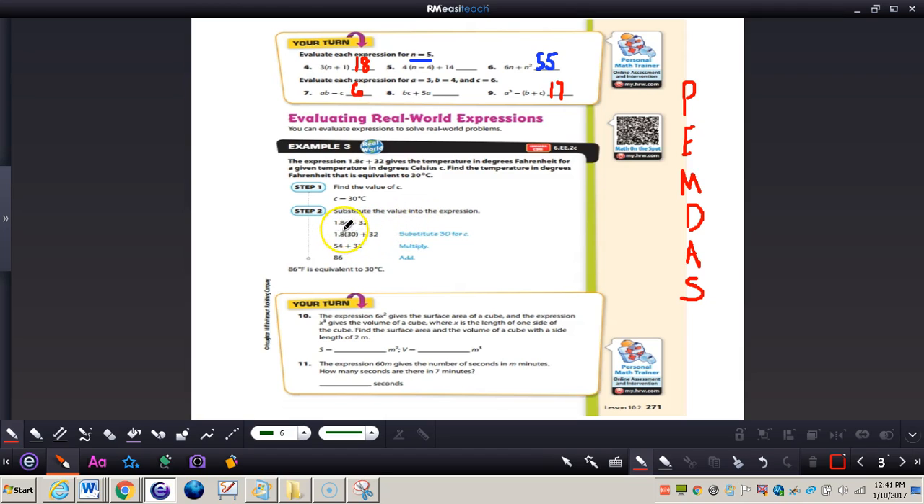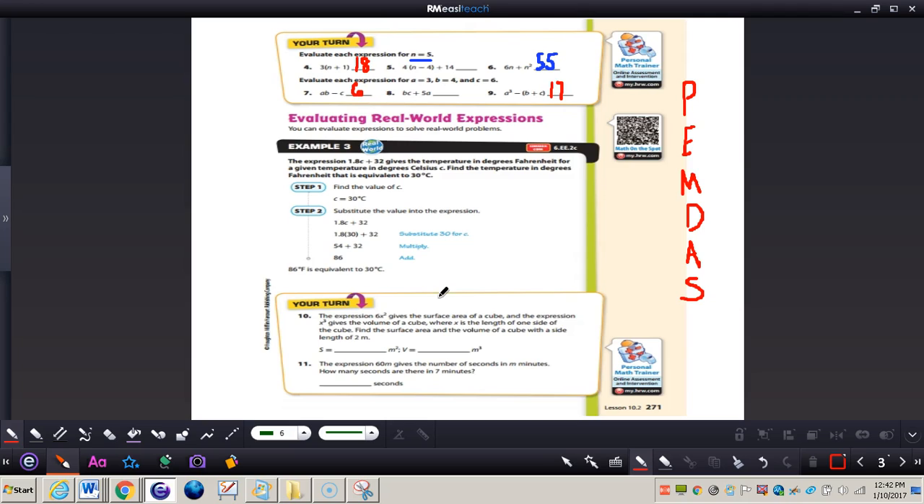So we need to multiply 1 8/10 times 30, giving us 54, plus 32. So we have 32 here, and then we add it together, which is 86. So 86 degrees Fahrenheit is equivalent to 30 degrees Celsius.